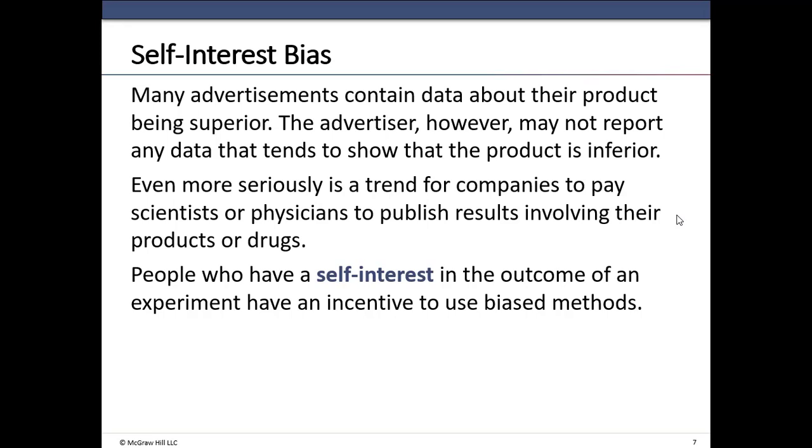Results coming from these studies are biased because the doctor has to publish good results because the company has supported his or her research. Therefore, a company gets results which are favorable in its direction, and thus it advertises these results. But it is serving the self-interest of the company to push the product, and therefore it is biased.